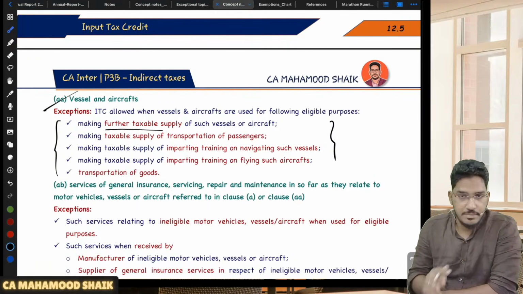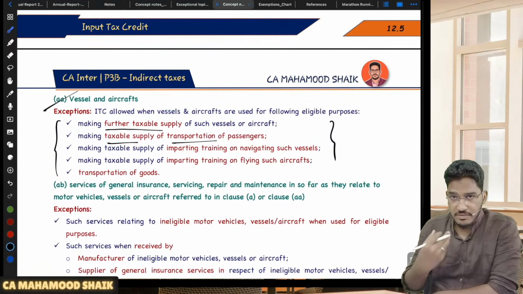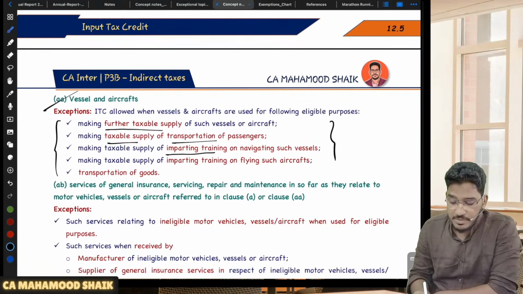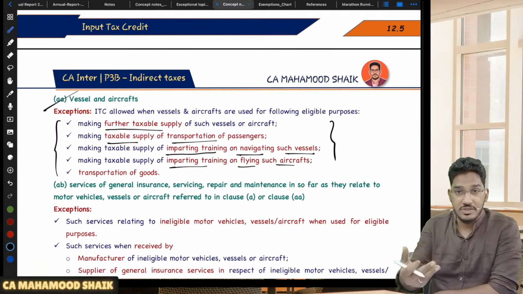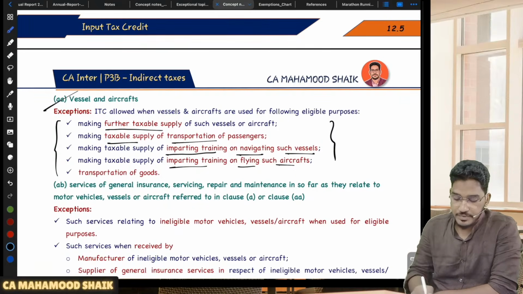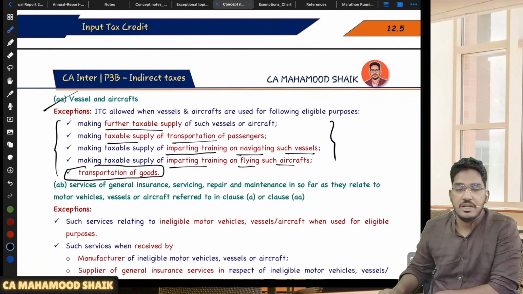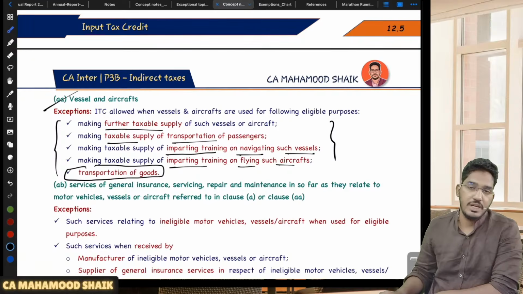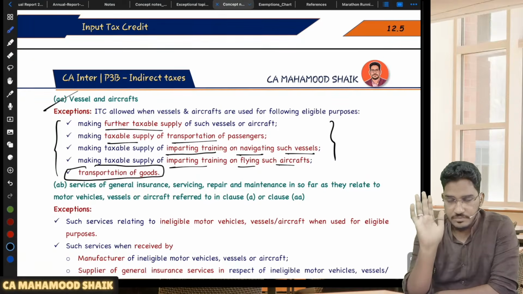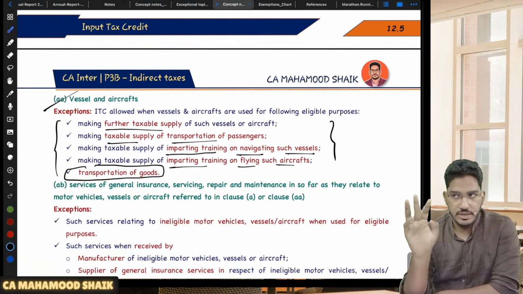If you are making a further supply of such vessel or aircraft, if you are making a taxable supply of transportation of passengers using that vessel or aircraft, if you are making a taxable supply of imparting training for navigating such vessel or flying such aircraft. Basically, for vehicles we say driving, for vessels we say navigating, for aircraft we say flying. Apart from that, one more point has been added here. If you are using that vessel or aircraft for transportation of goods, then also you can avail the input tax credit. Clear? So this is the second blocked credit, vessels and aircraft.